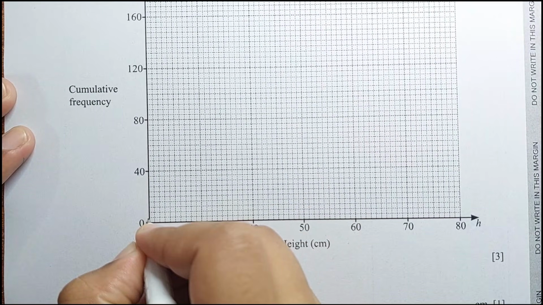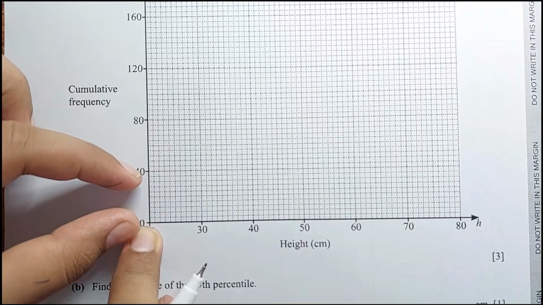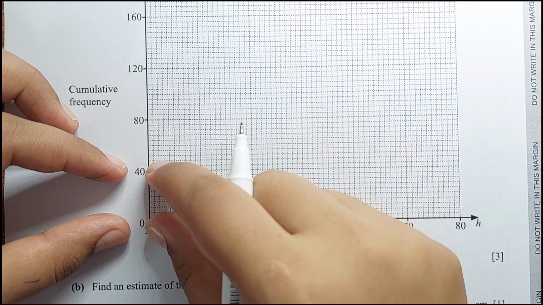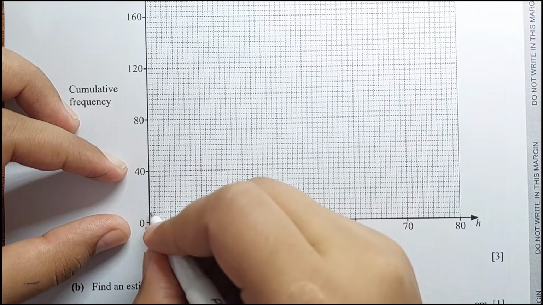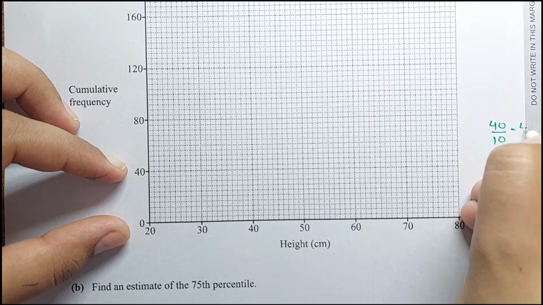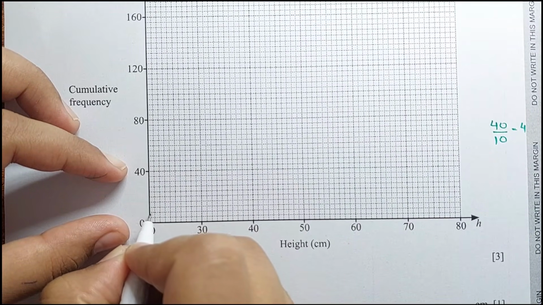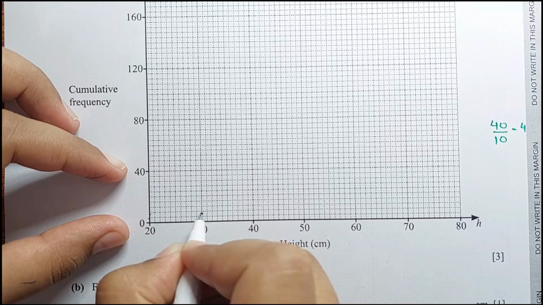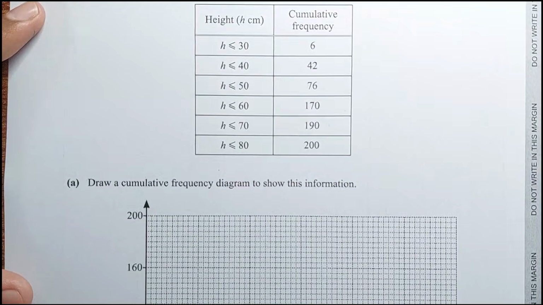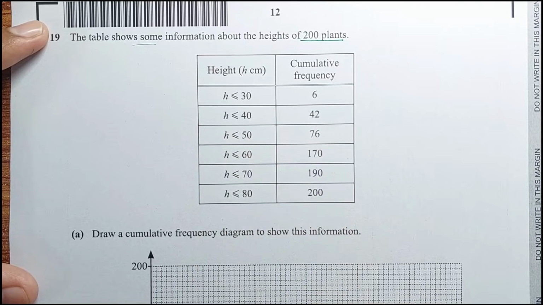Okay, so this length is 40, right? And the total boxes are 10, so 40 over 10. So each is just 4. We need to figure out where 6 is. So 4, 8, 6 is over here in the middle. Now for 40, we have 42, this is 40 and 42. Okay, and then for 50, we have 76.